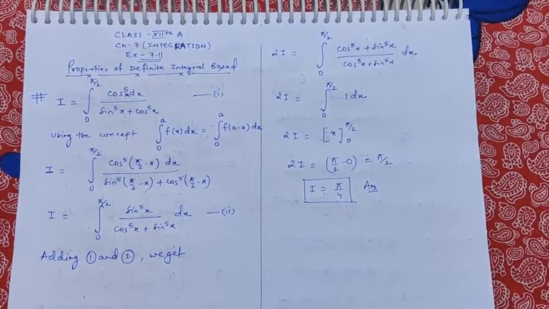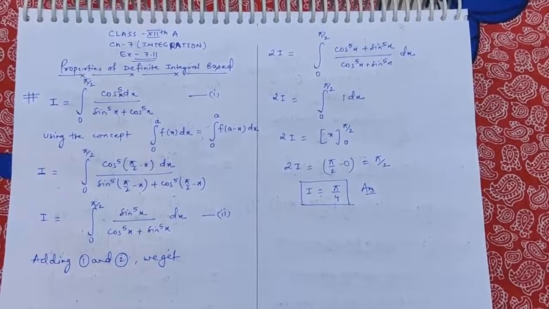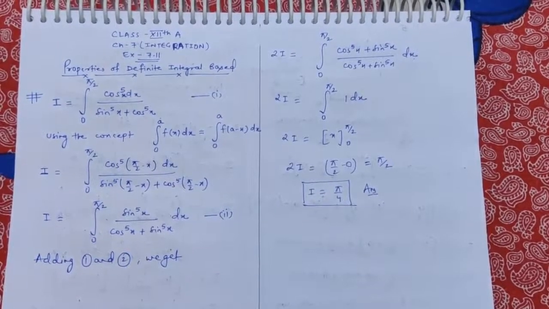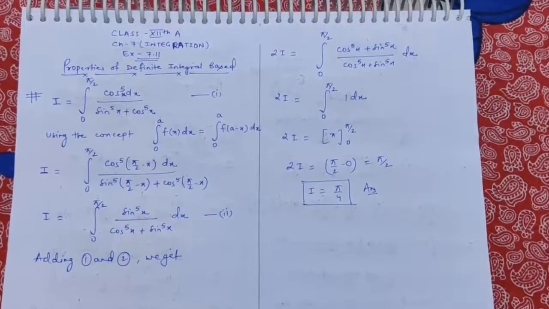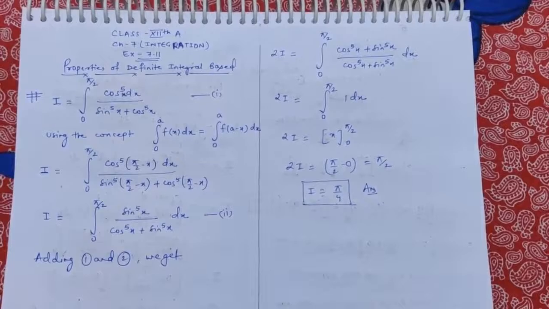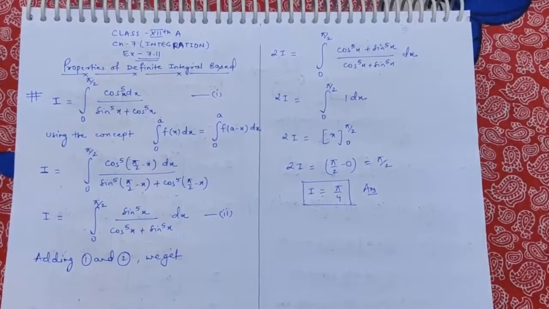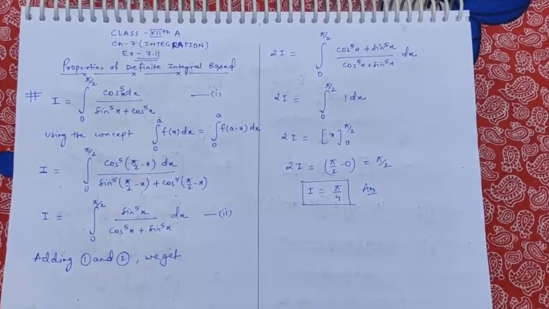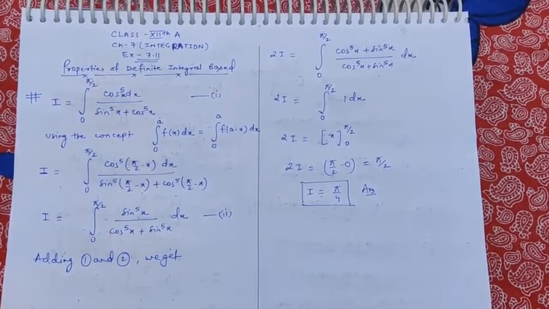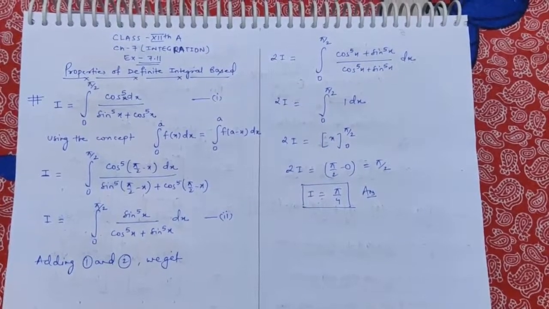Now adding this part and the first part, I plus I becomes 2I, which is equal to the integration of 0 to pi by 2 of cos raised to the power 5x plus sine raised to the power 5x upon the same function, which will eliminate and give us 1. Now the integration of 1 is x. Substituting the limit, I got pi by 2 minus 0. 2I is equal to pi by 2 and the value of I is pi by 4.